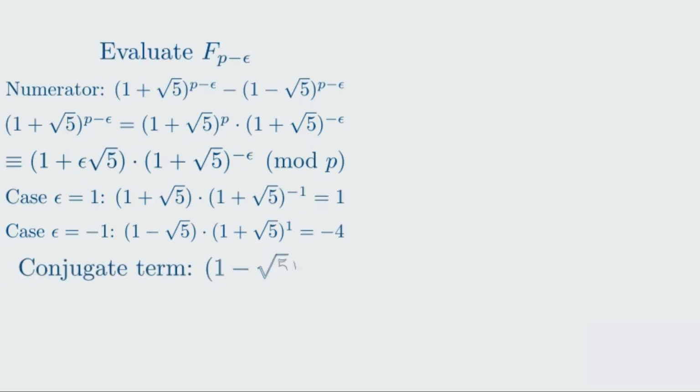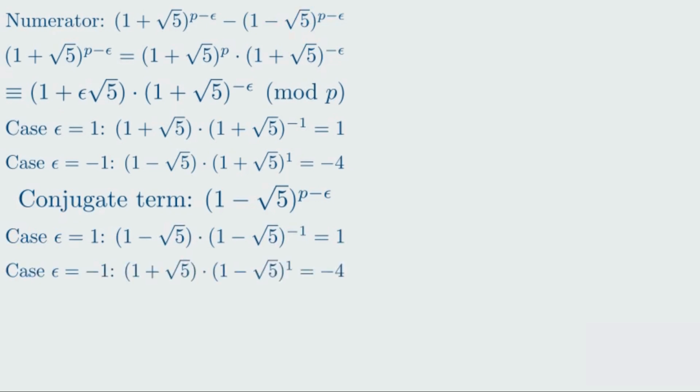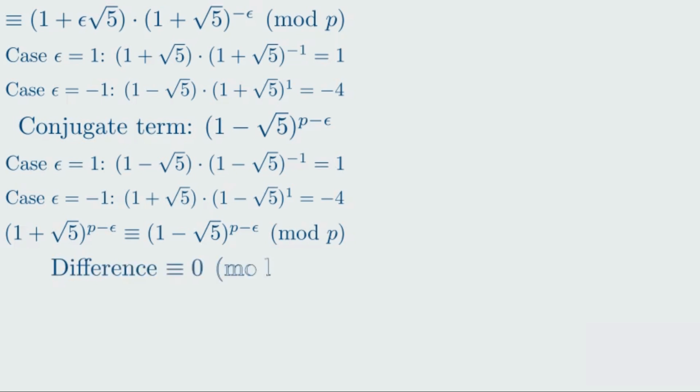Now, what about the second term in Binet's formula, the conjugate? If we follow the exact same steps, when epsilon is 1, we get 1 minus the square root of 5 times its inverse, which is also 1. And when epsilon is -1, we get 1 plus the square root of 5 times 1 minus the square root of 5. This again gives us -4. This is the magical step. Whether epsilon is 1 or -1, both terms in the numerator of Binet's formula evaluate to the exact same value modulo p. Because they are the same, their difference is exactly 0 modulo p.